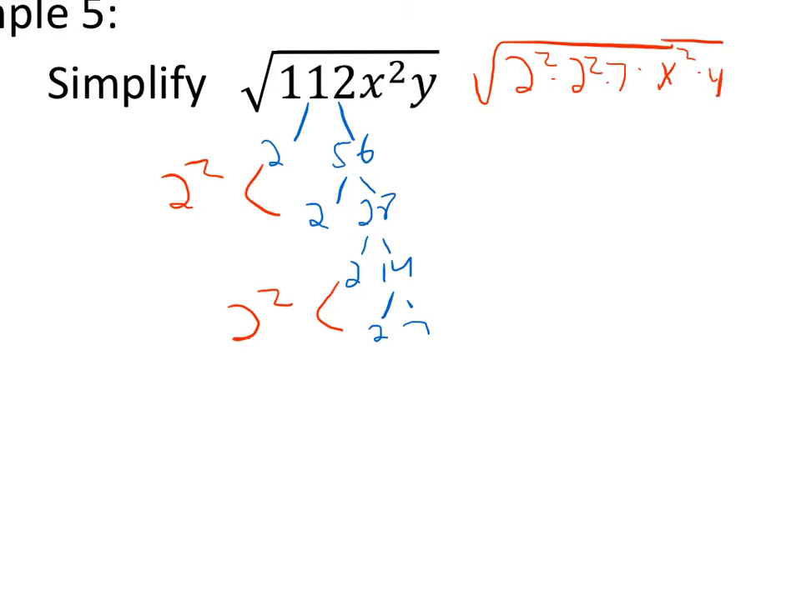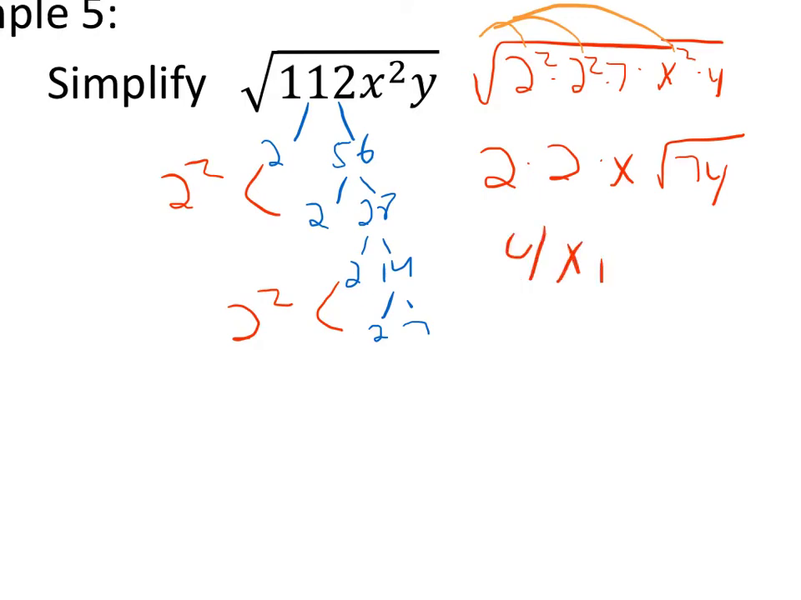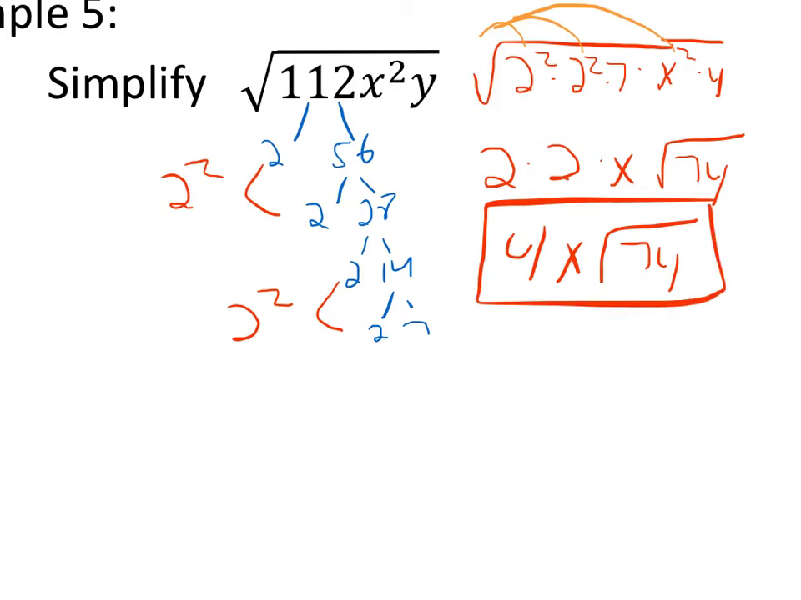Okay, so here's how we handle variables. The 2 comes out as we talked about before, another 2 comes out, and an x comes out. So just like the number, the variables work the same way. So we'll have 2 times 2 when they come out, times x, because the root of x squared is x, and on the inside we have 7y. So 4x root of 7y is considered simplified.